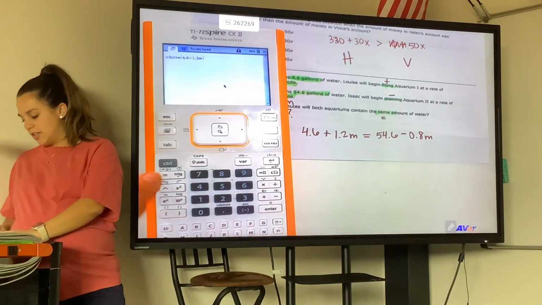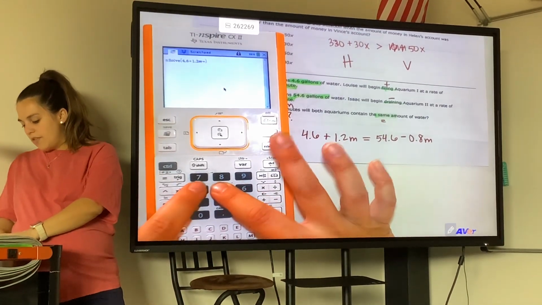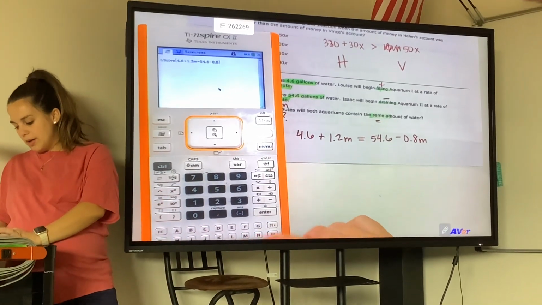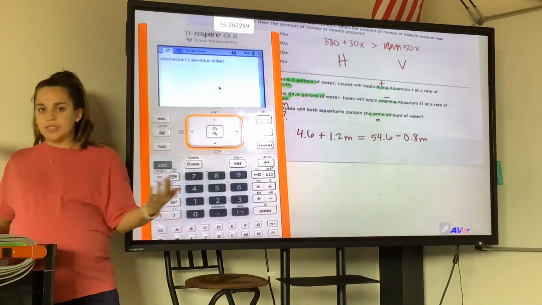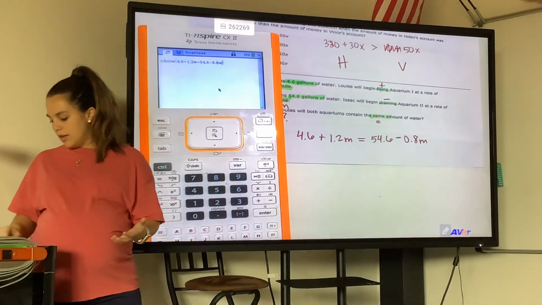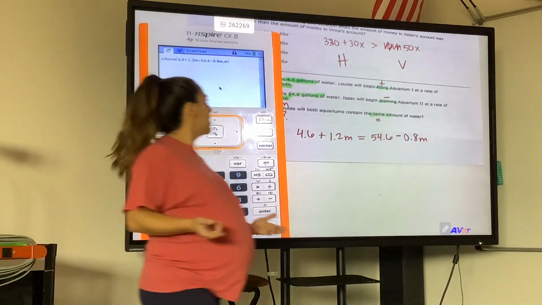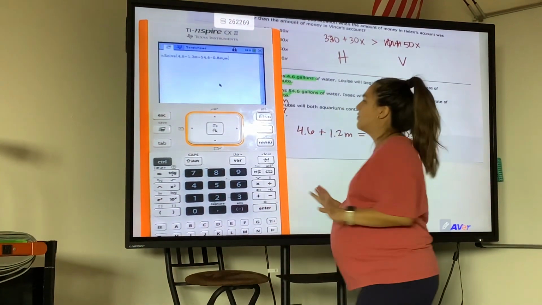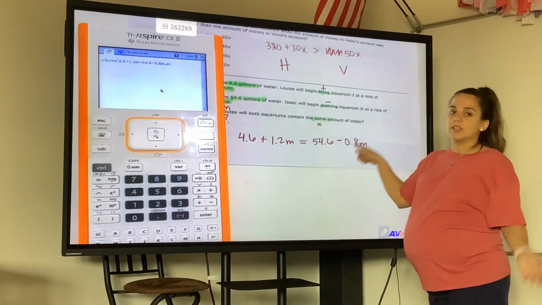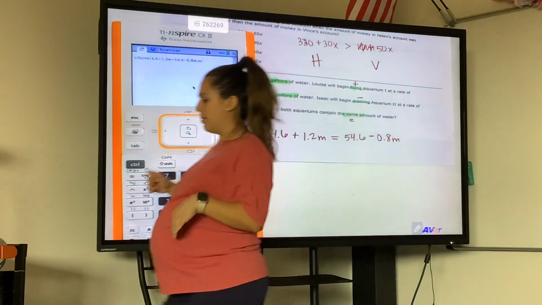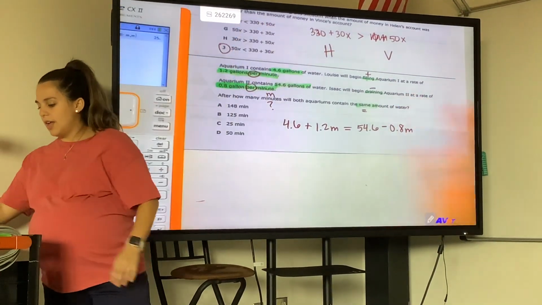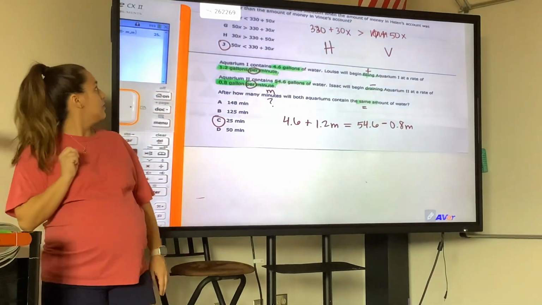I just have to change everything to an X. Equals 54.6 minus 0.8 M. And before I press enter, I have to put comma M. So I have to put comma and then M. Yes, this is weird because it says M, comma M, but don't get confused. It was because I had the M on this last piece right here. So I still have to put comma M again. Press enter and the answer is 25, and that is C.